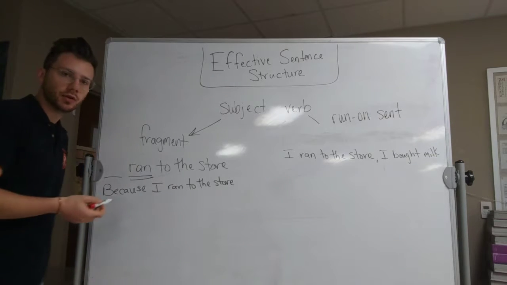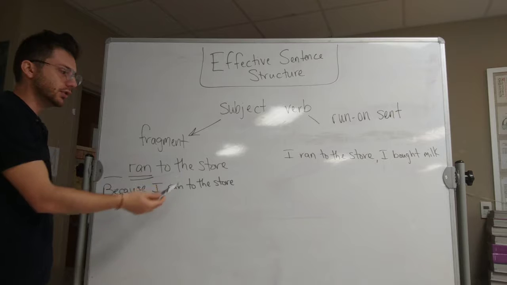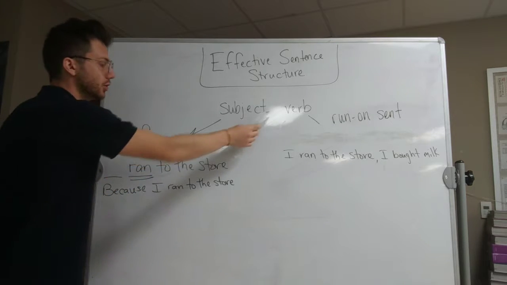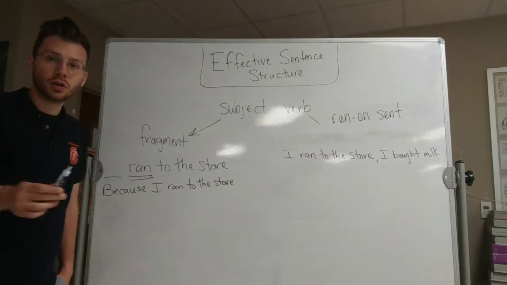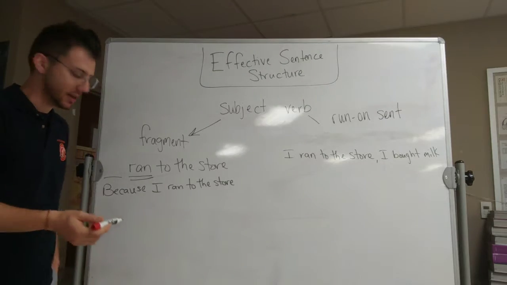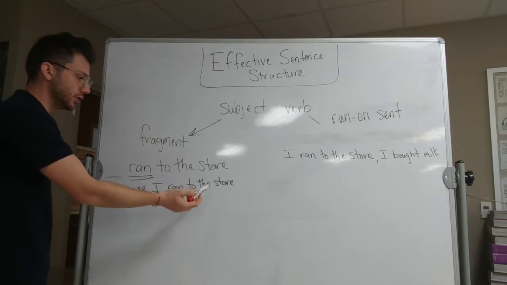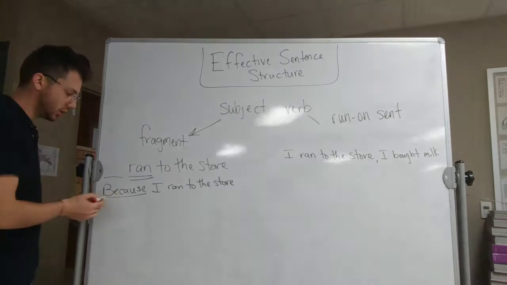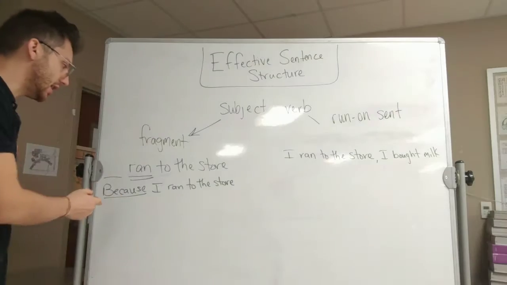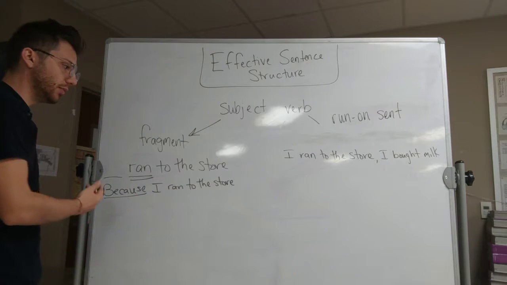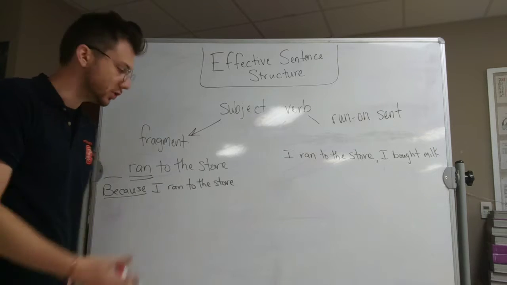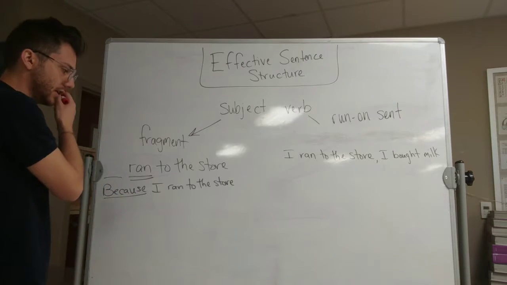Some examples of a fragment. "Ran to the store" doesn't have a subject. Because it is missing either a subject or a verb, it's a fragment. You can also have a fragment where you have a conjunction that doesn't connect to anything. For instance, "because I ran to the store." You have your conjunction because, but it doesn't connect to another phrase, and it leaves this dangling. You can even hear, because I ran to the store and nothing happens. So you have to have some sort of connection in order to fix this fragment.